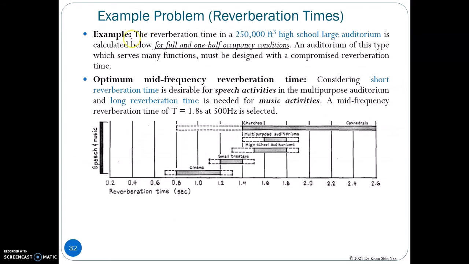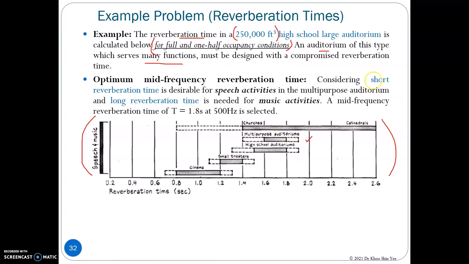In this example, we are going to determine the reverberation time for a 250,000 feet cubed high school large auditorium. The reverberation time will be calculated for full and one-half occupancy conditions. This kind of auditorium serves many functions and we must design it with a compromised reverberation time. We can use the previous figure in order to find the optimum mid-frequency reverberation time for the multi-purpose auditorium.